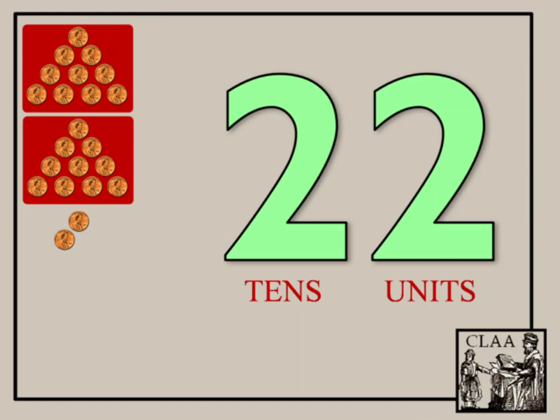Here you can see we have 2 sets of 10 and 2 pennies more. Can you see the 2 pennies more? If we had just 2 sets of 10, we would have 20. If we have 2 sets of 10 and 2 more, we have 22. 22 is written 2-2. The first 2 tells us there are 2 sets of 10. The second 2 tells us we have 2 units more, 22.